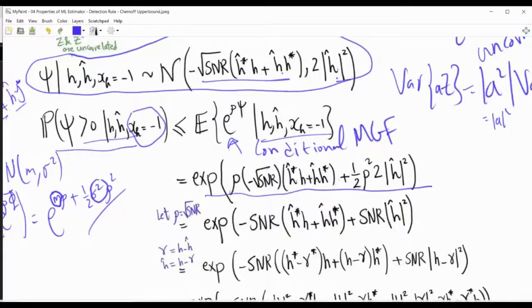Now, as I said, what should you do now? If you optimize over rho, you will complicate things, and averaging later becomes impossible. And so the way to go is simply to put rho equal to a convenient value. And the convenient value here will be that rho is equal to the square root of SNR. It makes things very easy.